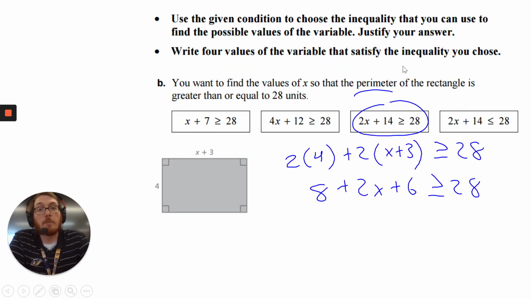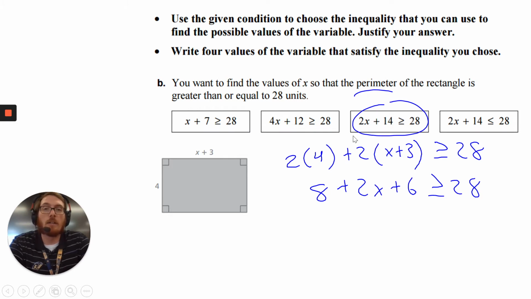The next one says you want the perimeter of a rectangle. Now don't forget, perimeter is 2 of the lengths and 2 of the widths. So 2 times 4, notice I have that piece, and then 2 times x plus 3. I distribute the 2 into the group, and I get 8 plus the 2x plus the 6. And then you can only combine like terms. So 8 plus 6 would be 14. And that's why it's 2x plus 14.